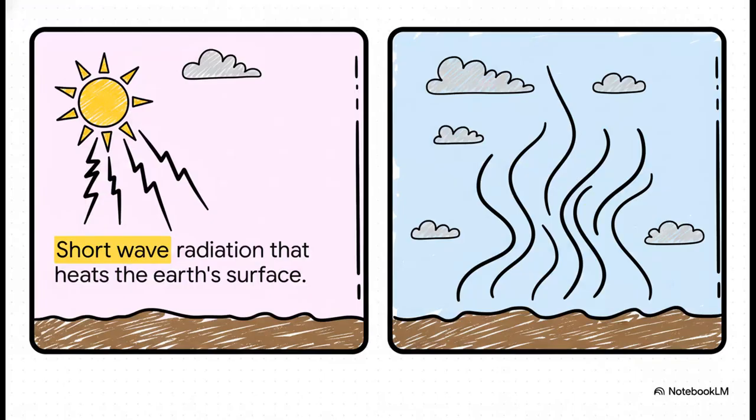So, when you see this comparison on your exam, remember the difference all comes down to wavelength and direction. The sun sends those short waves down to heat the surface, but then the heated Earth essentially becomes a radiating body itself. It sends energy back up into the atmosphere, but this time in the form of long waves. We call this terrestrial radiation, and believe it or not, it's actually what heats our atmosphere from the bottom up. It's just a beautifully elegant system.